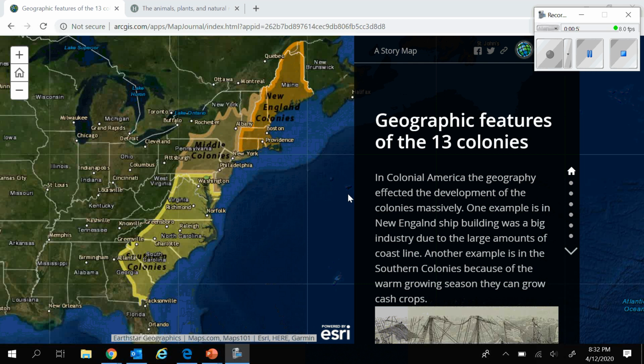One example is in New England, shipbuilding was a big industry because it had a ton of coastline, which means a lot of the New England colonies go right up to the ocean. And then in the southern colonies, they have a really long, warm growing season, which meant they could grow a lot of crops.